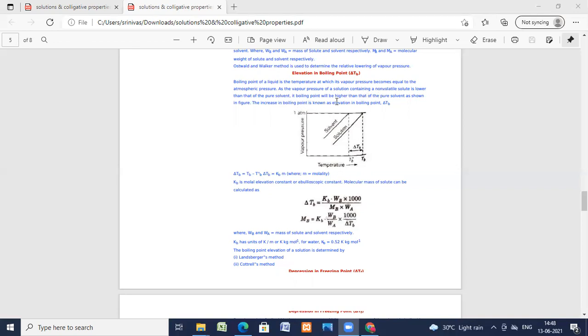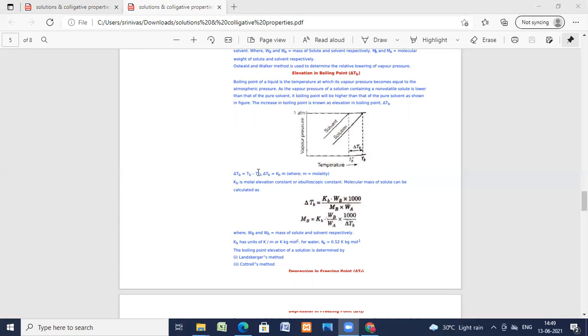Increase in boiling temperature is nothing but elevation in boiling point. You take pure water, it is 100 degrees. To this, you add some solute. After addition of solute, it will take some more time to boil. It may take nearly 103 degrees. So pure solvent is 100, and after addition of non-volatile solute, it becomes a solution and the temperature is 103 degrees. So the difference in the boiling temperature, 103 minus 100, is the elevation of boiling point. That is delta TB.